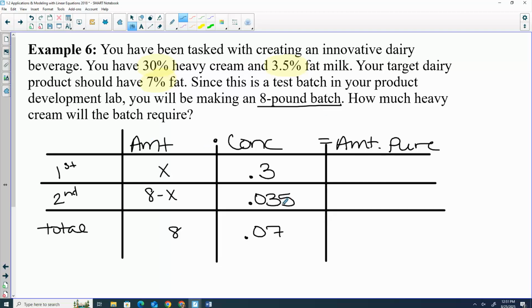That's the hard part. Now what do we do? Multiply. So X times 0.3, 0.3X. 0.035 times my 8 minus X. My 8 times 0.07. So you can certainly go ahead and multiply that stuff. I'm just trying to show you where I'm getting my numbers. I want you guys to go ahead and write and solve your equation from there. We know you just add the first two to equal your total.